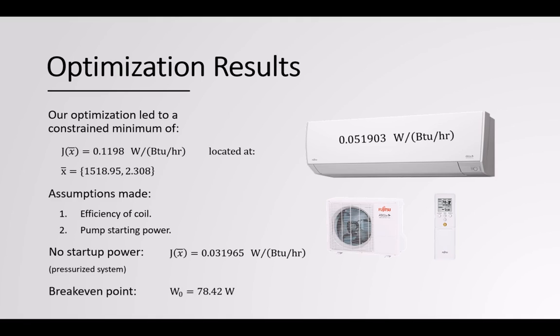Additionally, using a more efficient pump would also help matters. Most ground source heat pump systems use smaller low-flow pumps, which are way more efficient than a well pump. Solving this problem in reverse, we find that we would need a well pump with a startup power equal to or less than 78.42 watts for the system to be as efficient as the Fujitsu.